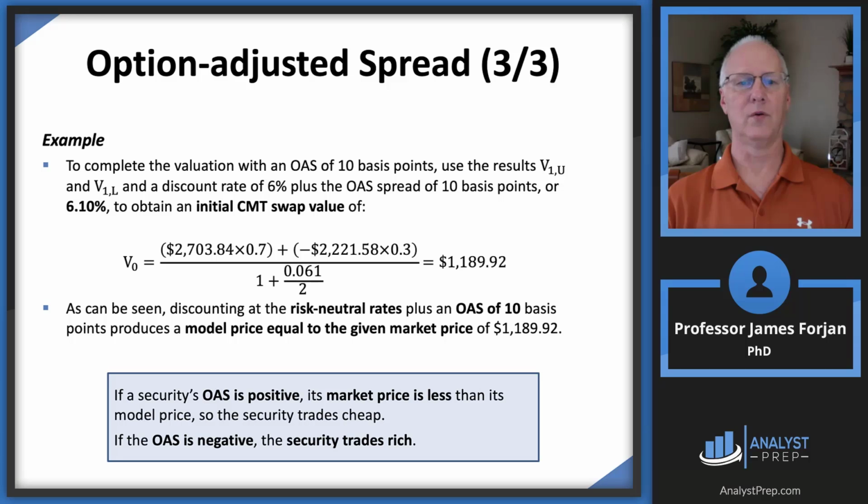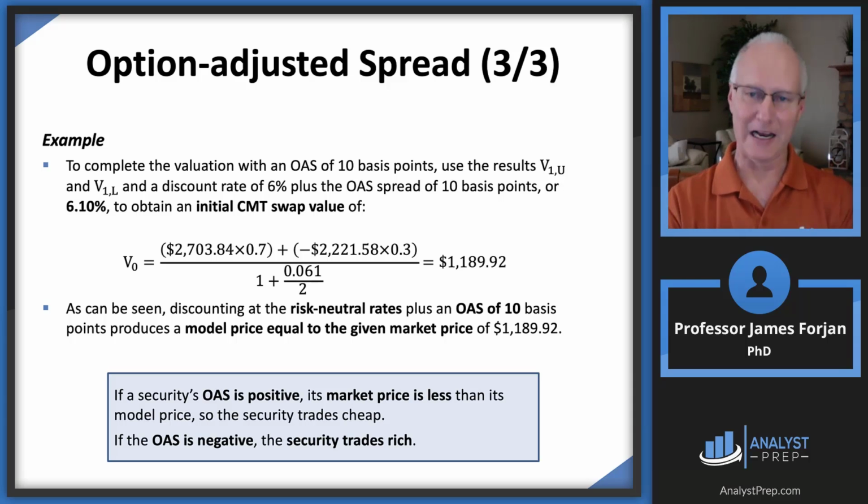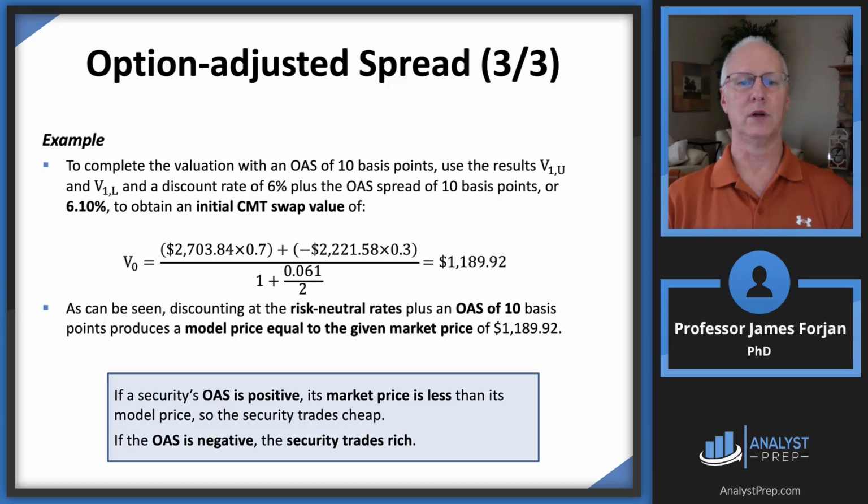All right, and so what are we going to do? We're going to weight those by their risk neutral probabilities, and then add another 10 basis points to that original discount rate today. That was 6%. Notice we're dividing by 0.061, and we get the 1189.92.